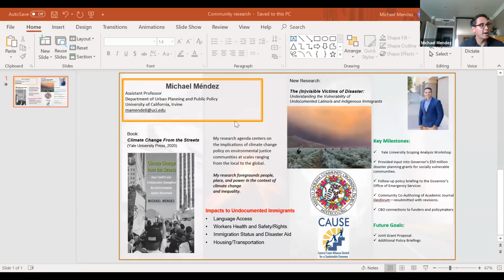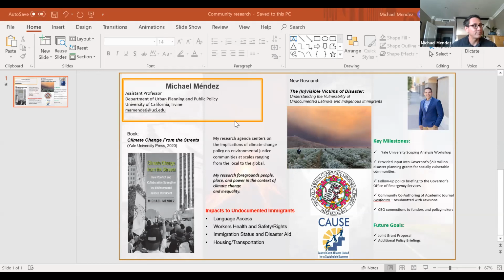Okay, I'm trying to keep my presentation to one slide, sort of a poster style, to make sure I keep within the 5 minutes. And I want to start off by saying that I kind of fell into this ABDC, or community-engaged participatory research approach, along the research process, because I recently finished my book, Climate Change from the Streets, which was published earlier this year.